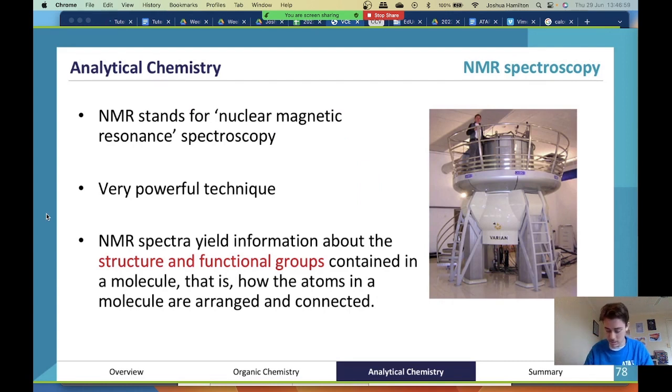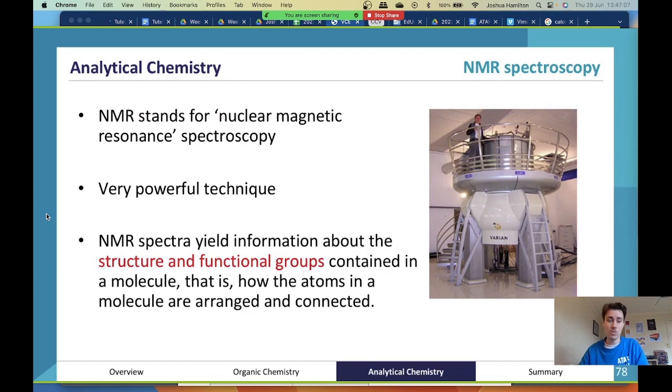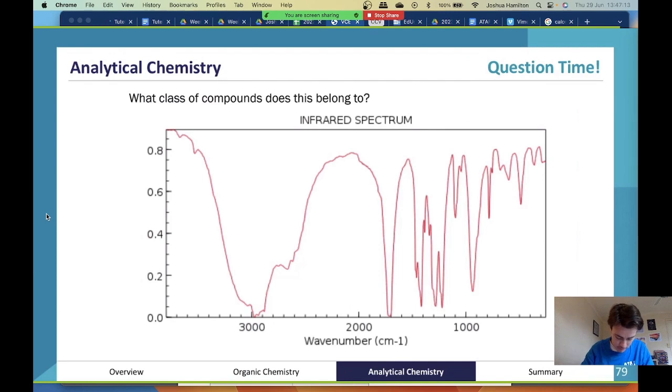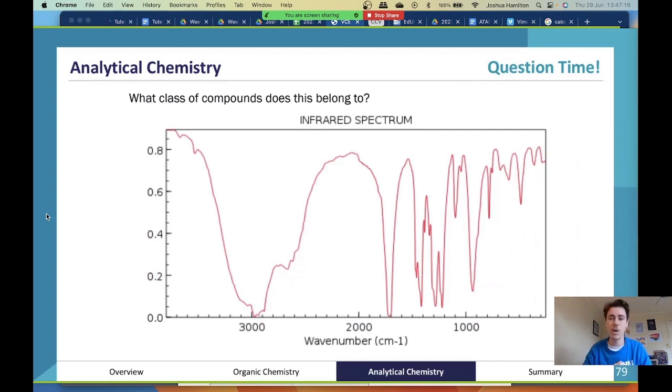Now NMR uses radio waves. Now NMR stands for, oh wait, for some reason there is a question and I've put the slide in the wrong spot. Whoops. Anyway, actually before we start NMR, we'll do this question. I don't know why I put the question after it, like 78, 79. I think it was meant to be on 78. I did put this question in and then completely forget to move it. I do apologize.